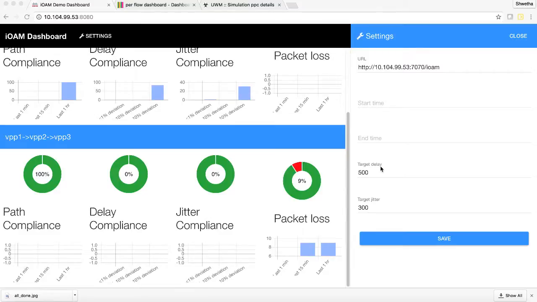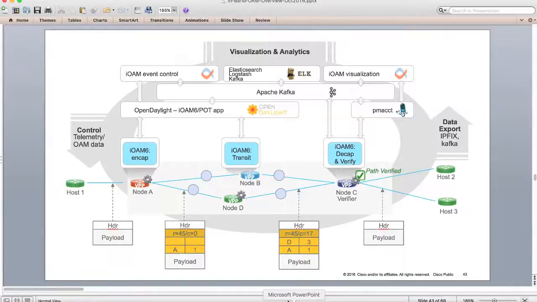What you see here is a simple dashboard application that we have created that accepts threshold values for compliance and generates the report by querying the Elasticsearch, which is collecting the data from the in-band OAM data exported by Node C, indexing it and storing it in its database.